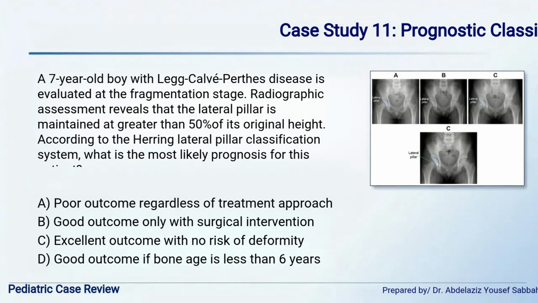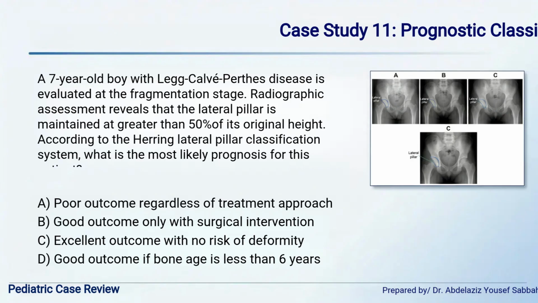Case Study 11. Prognostic Classification Systems. A 7-year-old boy with Legg-Calvé-Perthes disease is evaluated at the fragmentation stage. Radiographic assessment reveals that the lateral pillar is maintained at greater than 50% of its original height. According to the Herring Lateral Pillar Classification System, what is the most likely prognosis for this patient?